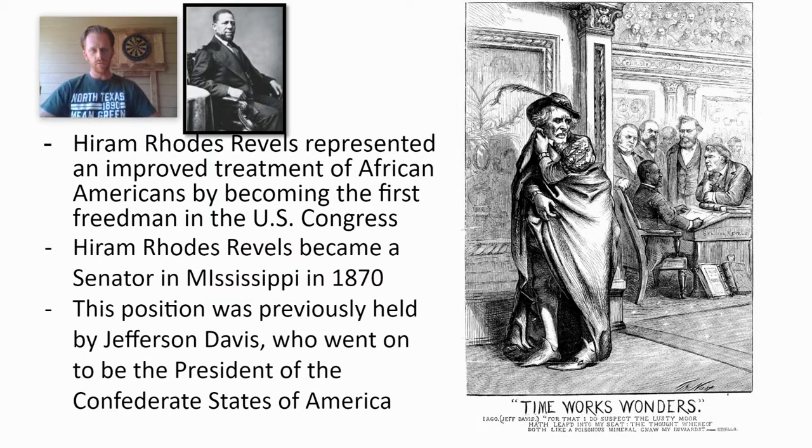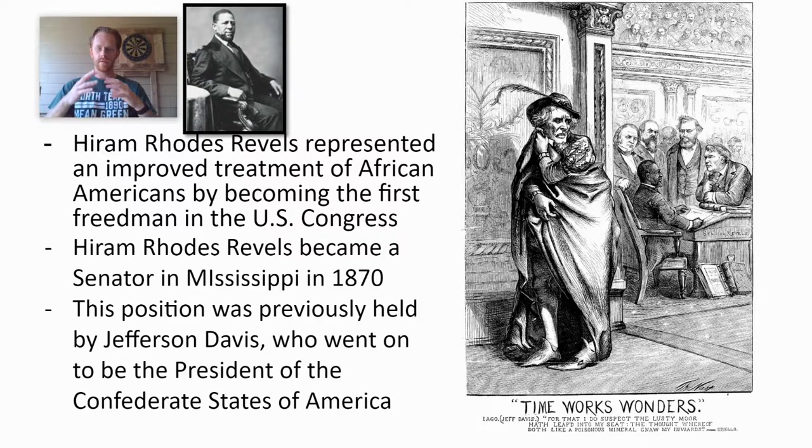So Hiram Rhodes Revels, he was the first African American to become a member of Congress. He was voted as a U.S. Senator from Mississippi. Now, Mississippi, at this time, think about 1870. The war has just been over for a few years now, 5 years. And there's already an African American in office. That shows you the shift of power. The use of voting is being used here.